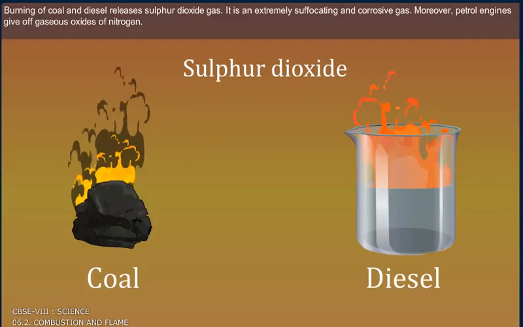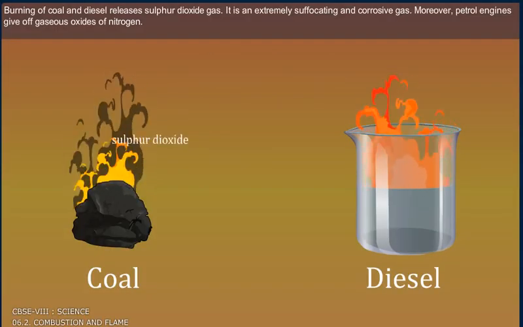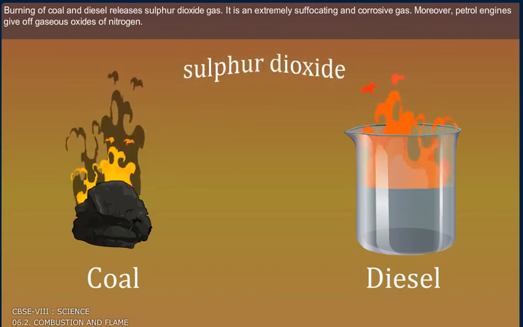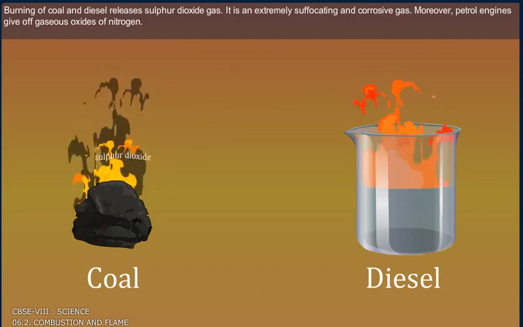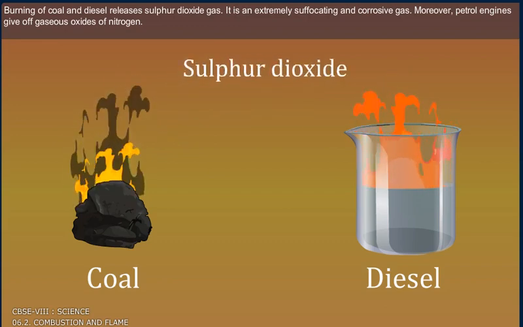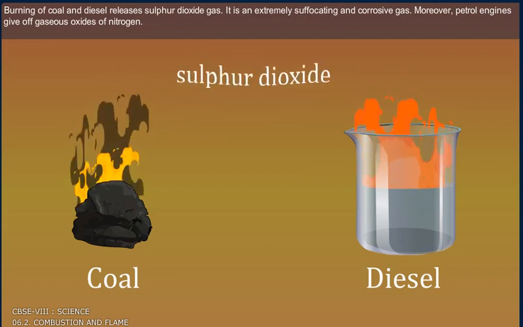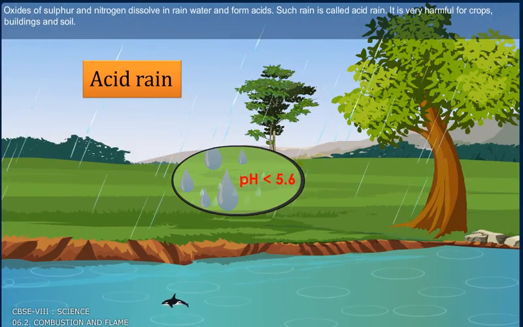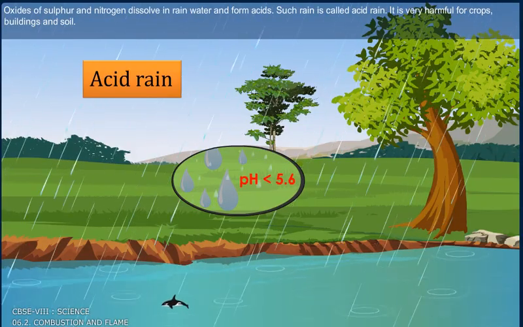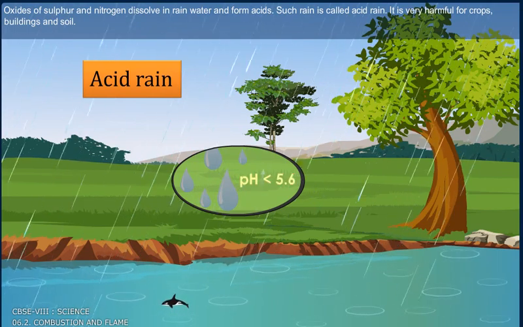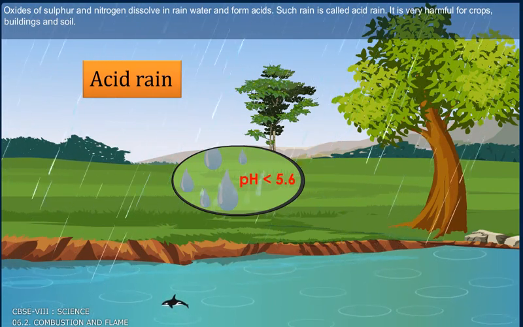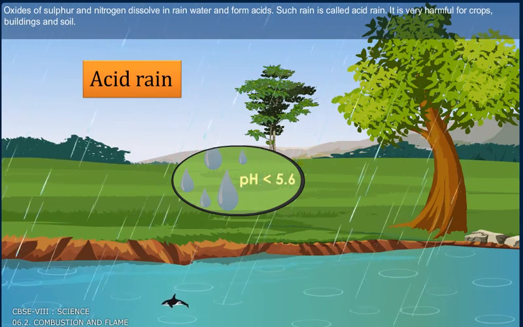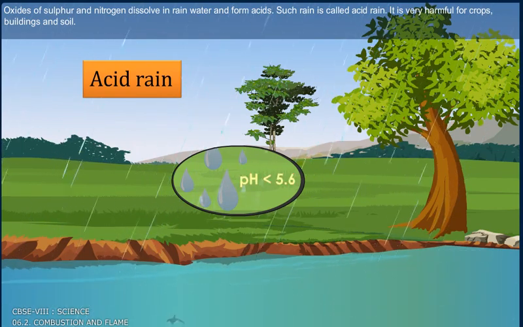Burning of coal and diesel releases sulfur dioxide gas. It is an extremely suffocating and corrosive gas. Moreover, petrol engines give off gaseous oxides of nitrogen. Oxides of sulfur and nitrogen dissolve in rainwater and form acids. Such rain is called acid rain. It is very harmful for crops, buildings and soil.